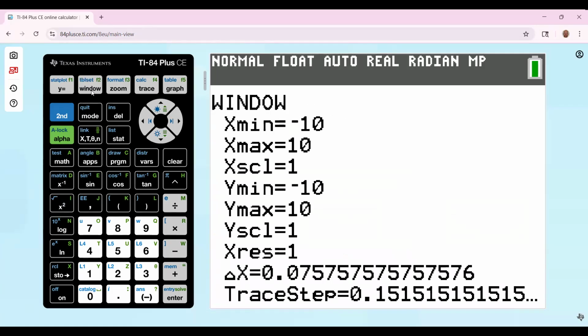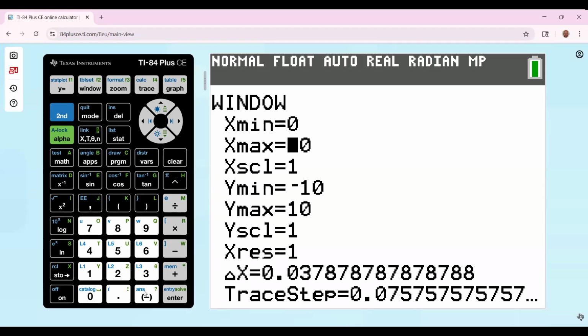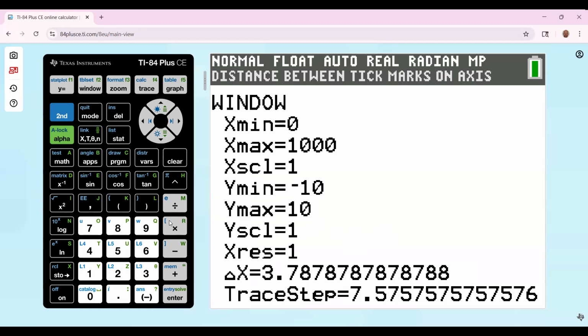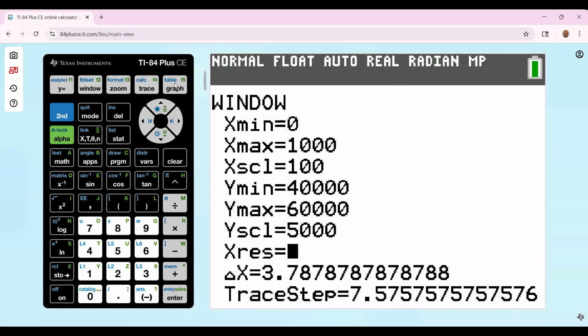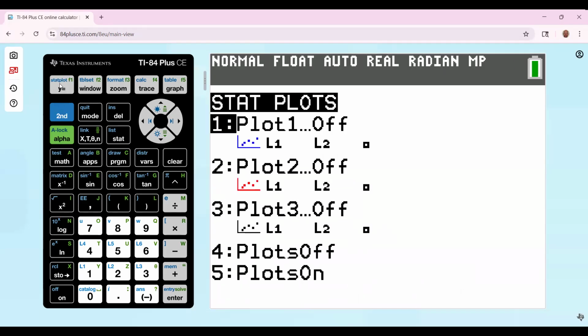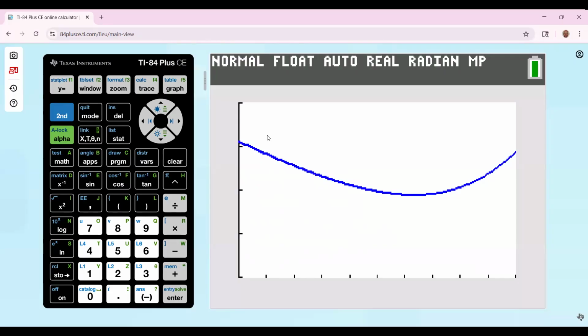Now we have to figure out a window. For the window, I'm going to suggest let's go from 0 to 1,000. I looked at the graphs they have below there, and they had an idea for the vertical range, so let's go from 40,000 to 60,000. And let's do by 5,000. We could do by 10,000, but it doesn't matter. And now, fingers crossed, let's make sure we don't have any stat plot turned on. That's what it's going to look like. Okay, so that's what our graph looks like.